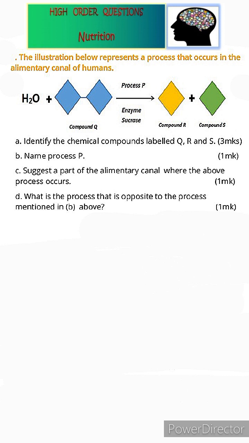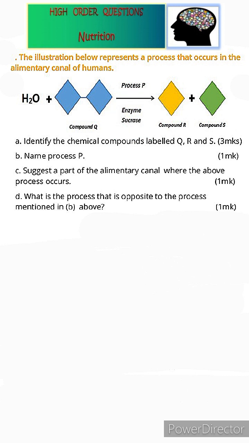Hint number 1 is the presence of water. So whatever this process is, it cannot happen unless water is present. And essentially what is happening is that we are having compound Q being broken down in the presence of water to form compounds R and S. Now another hint is the presence of enzyme sucrase. Now enzyme sucrase is the one that is catalyzing this breakdown.